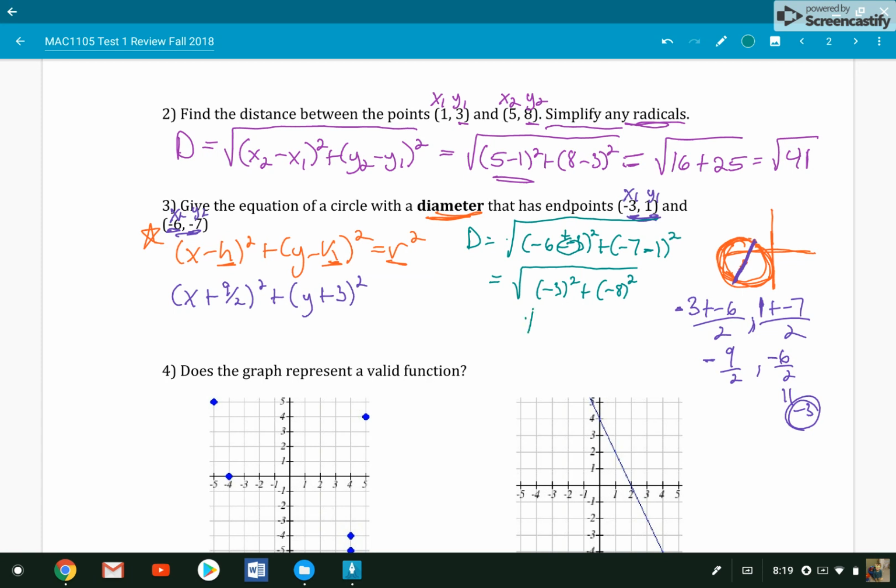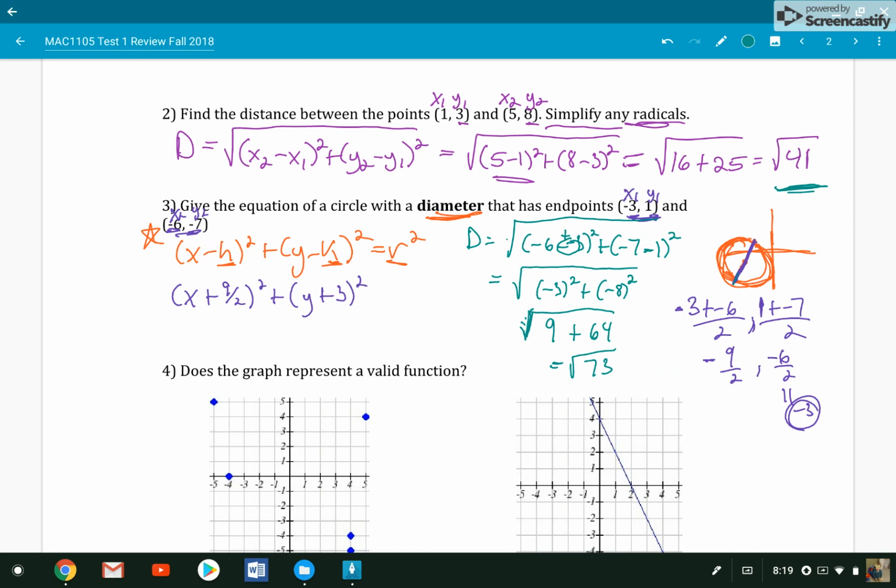And when I square these, squaring a negative will lead you to a positive. So I'm going to get a positive 9. Negative 3 times negative 3 is a positive 9, plus 64. Negative 8 times negative 8 turns to that positive 64. And so I get the square root of 73. And once again, that doesn't simplify just like the square root of 41. 73 is a prime number.